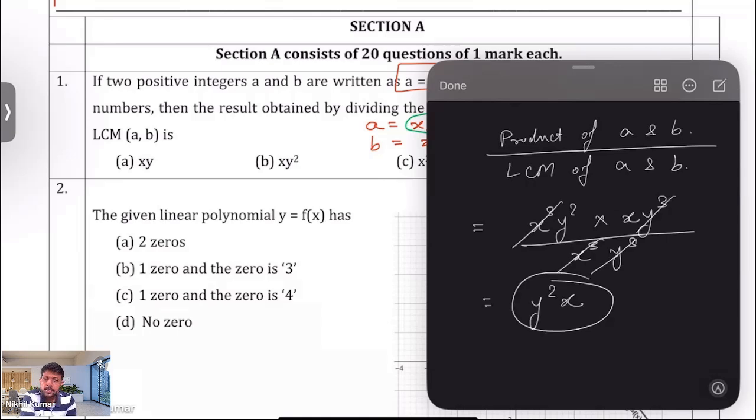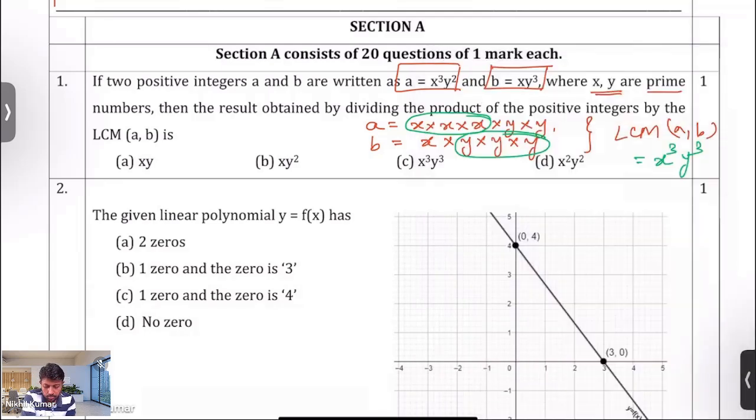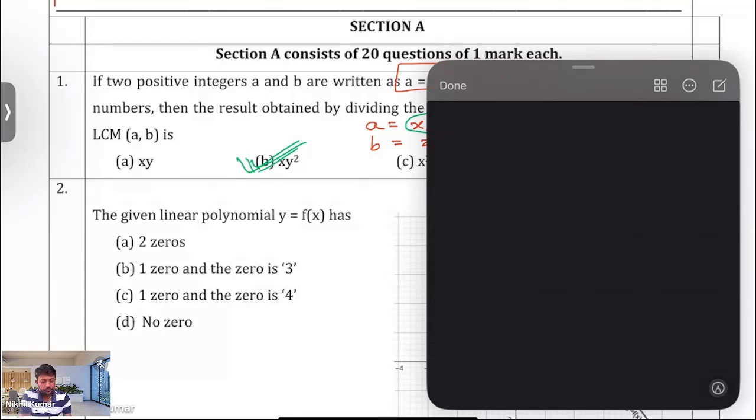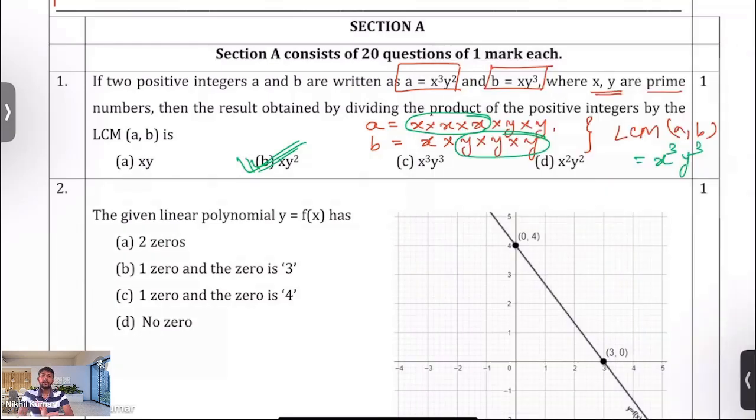Which option is this? Check this out. y square x is also x y square. So it's option number B. So that's our answer. Okay. I hope this is clear.